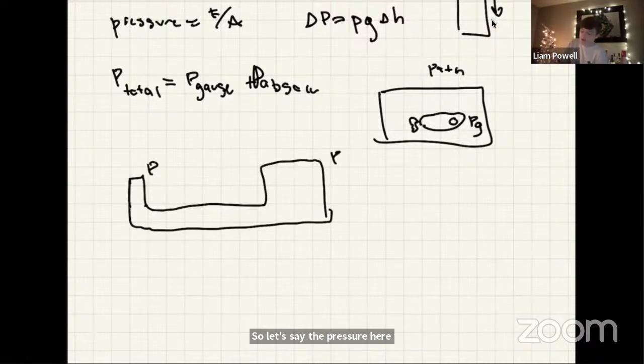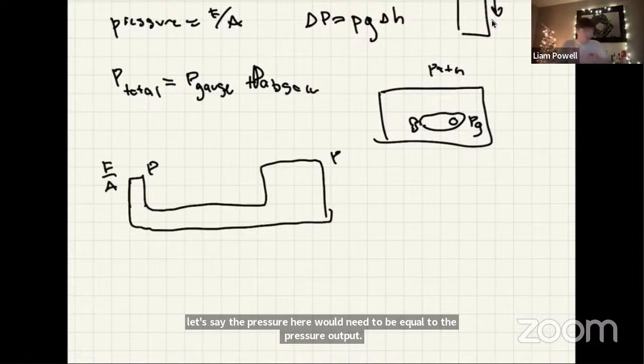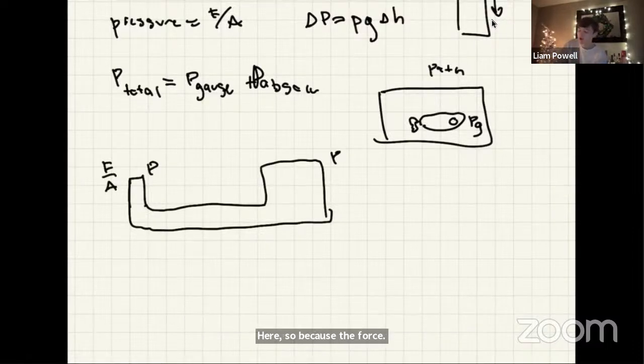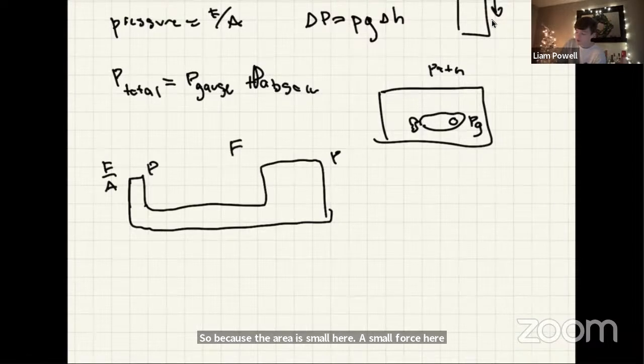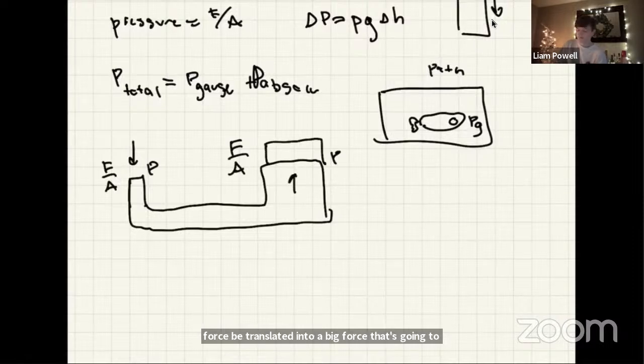Because the area is small here, a small force here would mean that since the pressure has to be the same here, and since there's a bigger area, the force would increase in magnitude, allowing for a small force to be translated into a big force that's going to push up something of much heavier size.